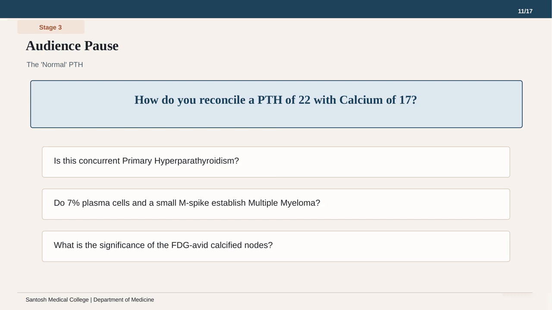The core dilemma is how to reconcile a parathyroid hormone level of 22 with a massive calcium level of 17. Does this point to concurrent primary hyperparathyroidism? The middle box asks whether finding 7% plasma cells and a small M spike is enough to definitively establish a diagnosis of multiple myeloma, or if it is just a distraction. Lastly, we must determine the true significance of those heavily calcified nodes lighting up on the PET scan. Let us see how our simulated panel synthesizes these highly conflicting clues.